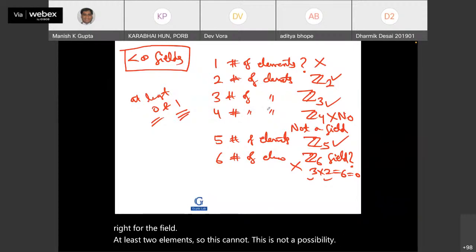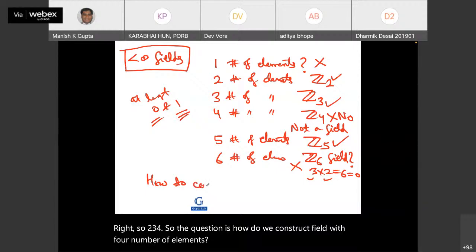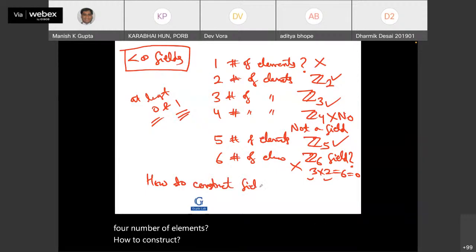So this is not a possibility, right? So 2, 3, 4. So the question is, how do we construct a field with 4 number of elements? Because Z4 is not a field.